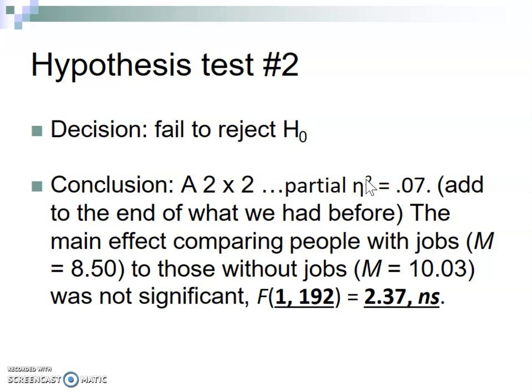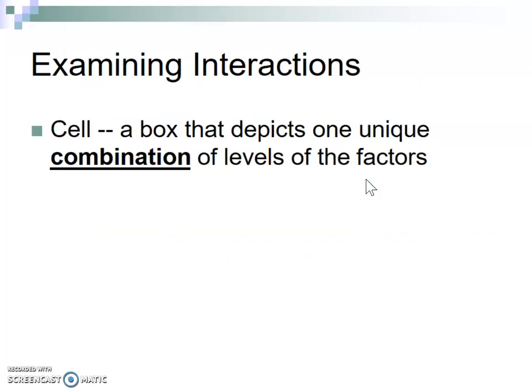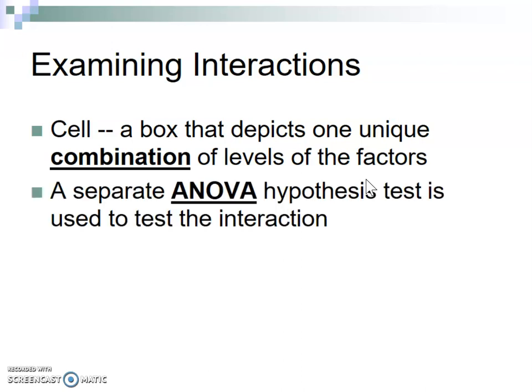So now let's talk a little bit more about interactions before we do that hypothesis test. I already mentioned this a couple of times when we were looking at the data before, but as a reminder, whenever you hear the term cell, that's going to be the boxes inside of your table that reflect the combination of your different levels for each of your factors. I'm going to show you what the cells are in the table in a second.